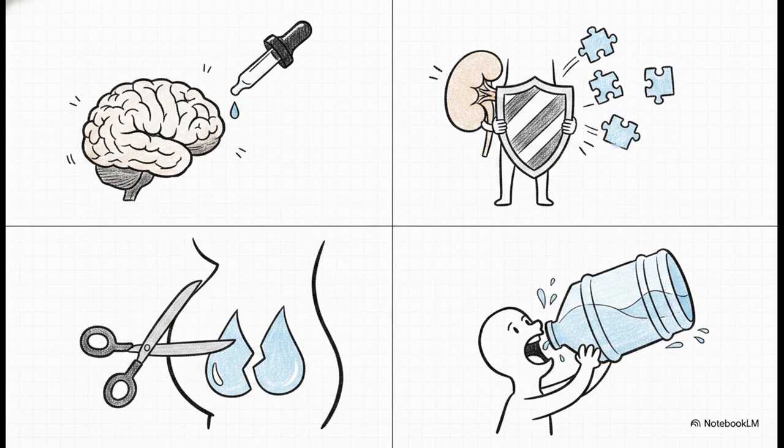First, you have central DI, which is a true AVP deficiency stemming right from the pituitary. Second is nephrogenic DI, where the kidneys simply resist the AVP that's there. Third is gestational DI, where placental vasopressinase is actively destroying the AVP during pregnancy. And finally, number 4, primary polydipsia, where a psychiatric condition or certain water health beliefs lead to massive excess fluid intake, which physiologically suppresses AVP entirely.